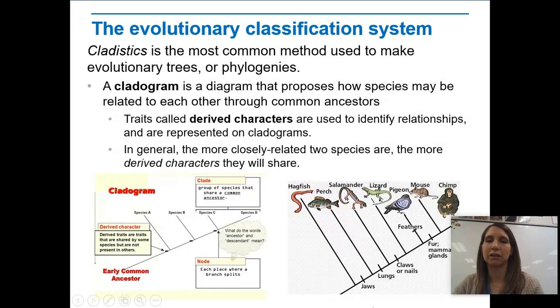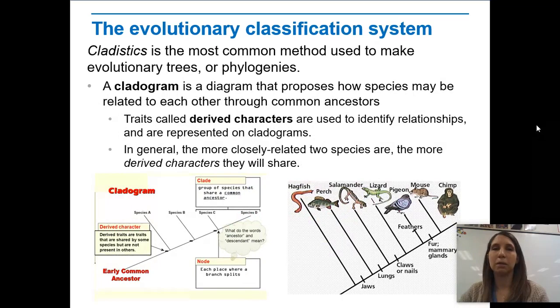Okay, so when we think about these cladograms, there's lots of different terms that apply to what we're seeing. So again, here's the definition for cladogram, a diagram that shows how species could be related to each other evolutionarily, right, through common ancestors. So the traits that I talked about on the last example are what we call derived characters, and these are characteristics that are derived, you can think about them this way, from a most recent shared common ancestor. So they're used to identify relationships and are represented on cladograms as these little hashes coming off of this original branch, okay?